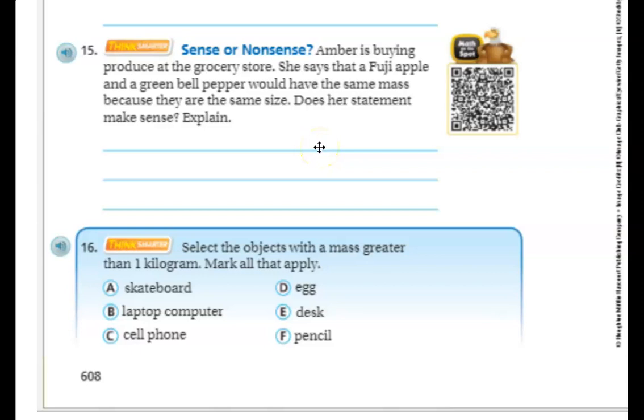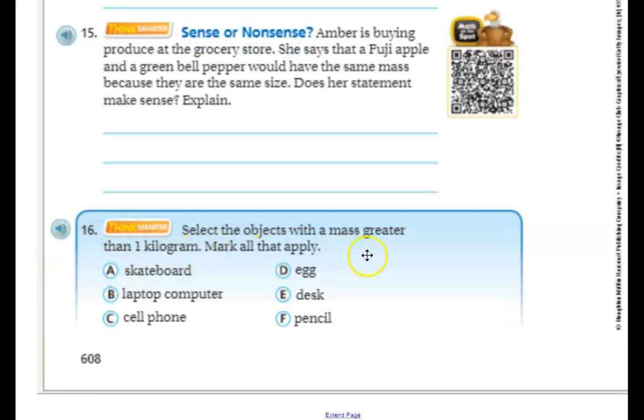So hopefully you're thinking that no, it wouldn't, because the 2 objects, yes, are the same size, but that does not mean they have the same mass. The mass of the apple would be greater because the apple has a really thick filling, whereas the green bell pepper, all it has is air and some seeds in the center. So it would be open in the center. Number 16, select the objects with a mass greater than 1 kilogram.